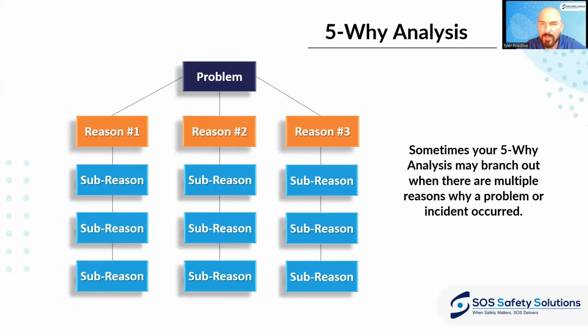And keep in mind, when you're doing a 5 why analysis, sometimes your problem or incident is going to branch out, right? Like we said, there's multiple contributing factors, there's multiple unsafe acts and conditions, there's multiple root causes. So it's useful to branch out sometimes.